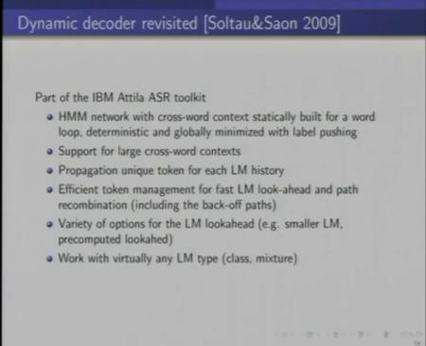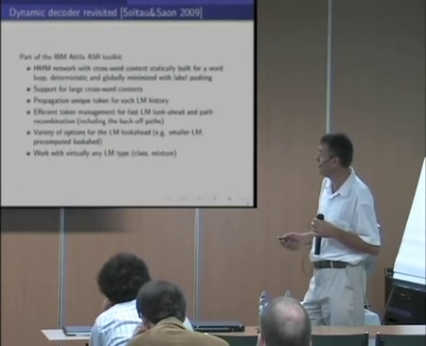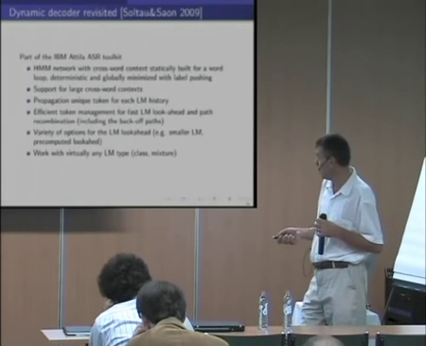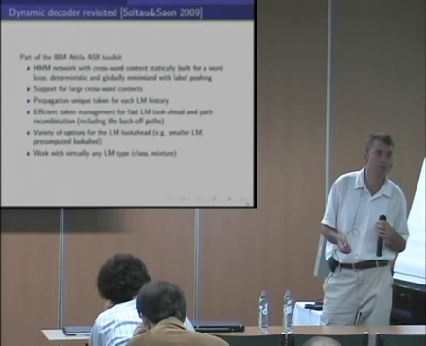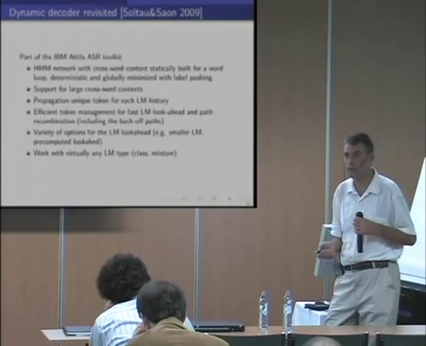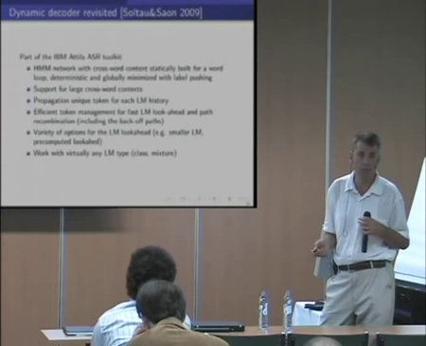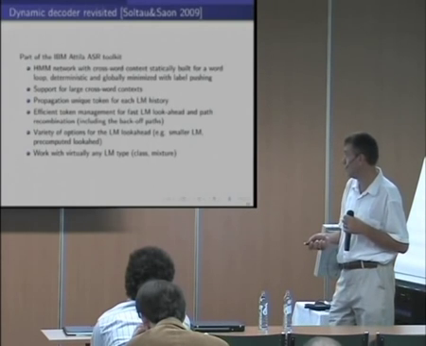Let me just say now a few more words about a decoder, which is now our decoder we use at IBM for the dynamic search. This is a decoder which is part of the Attila training toolkit, which unfortunately is not publicly available, but we have partnership with some universities that have been using it successfully, so we might be able to actually work with that.